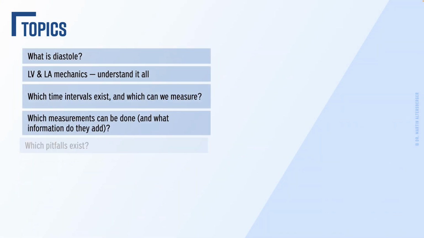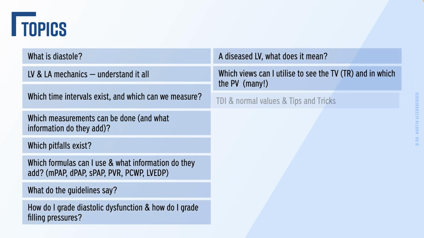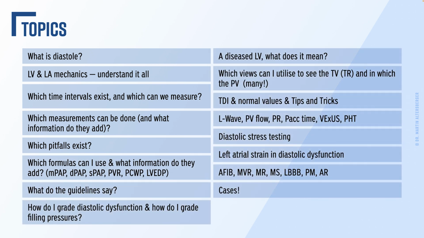So the topics we are going to discuss in this lecture series is what is diastole. We will talk extensively about left ventricular and left atrial mechanics to understand them, the time intervals we should discuss, and especially where to measure them. So we are going to talk about the E wave, the A wave, and IVRT, and so forth. The measurements that can actually be done and what kind of information do they add about filling pressures and diastolic dysfunctions. We want to also know the pitfalls which are existing for the individual measurements.